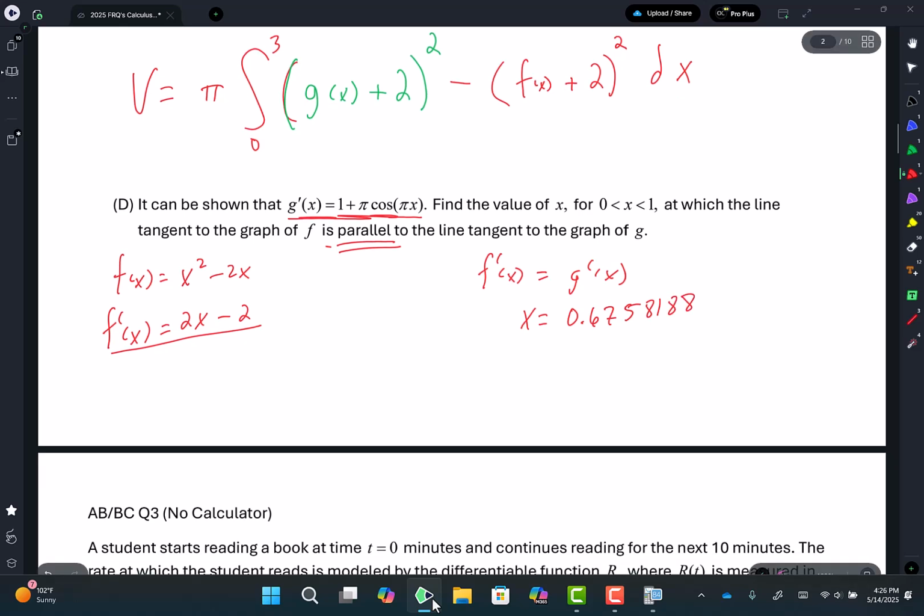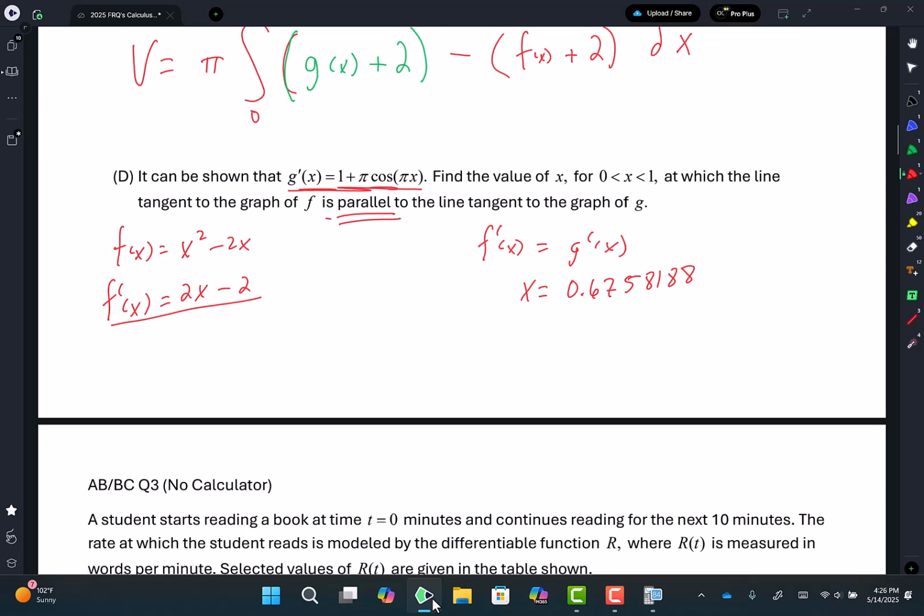And there it is. It can be shown, find the value of x between 0 and 1 in which the line tangent to the graph of f is parallel to the line tangent to the graph of g. There it is. If you want to write a statement, you can. The tangent lines of f and g are parallel when x equals 0.675818.